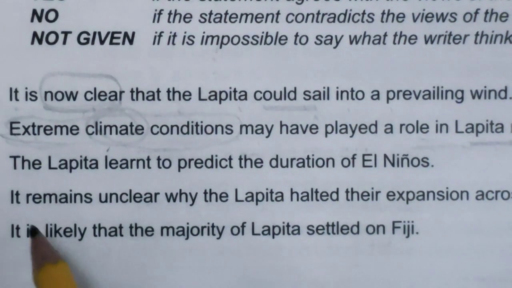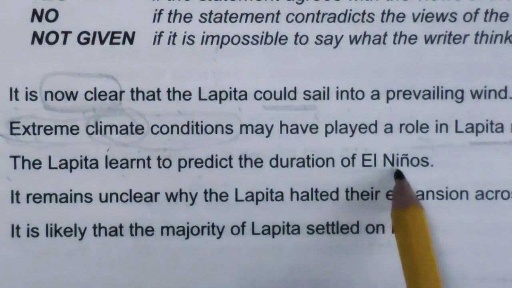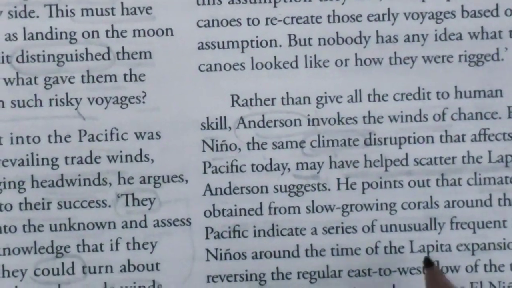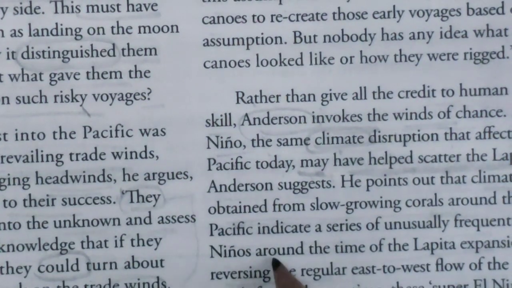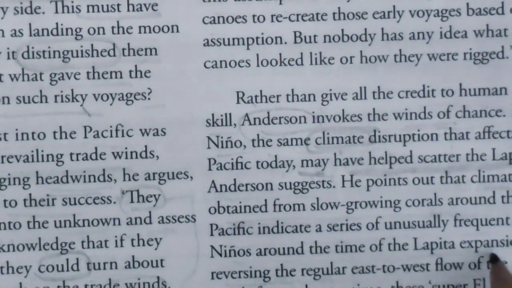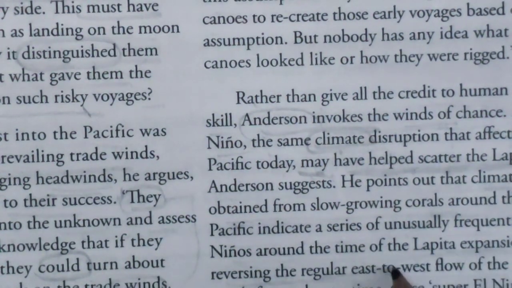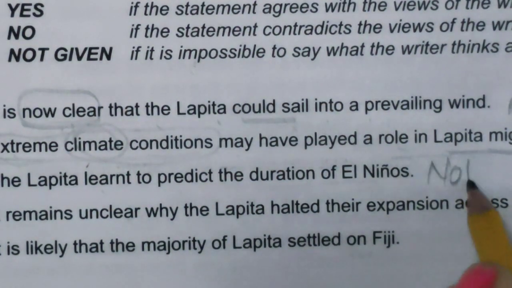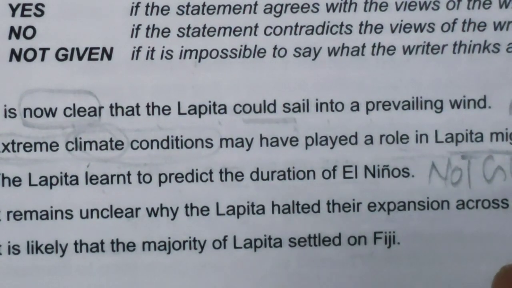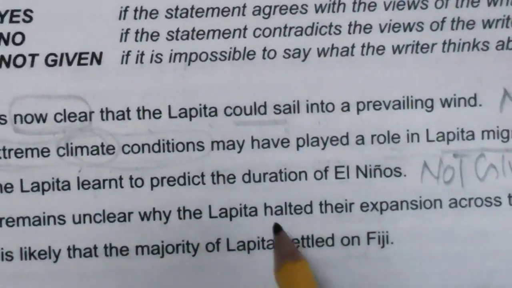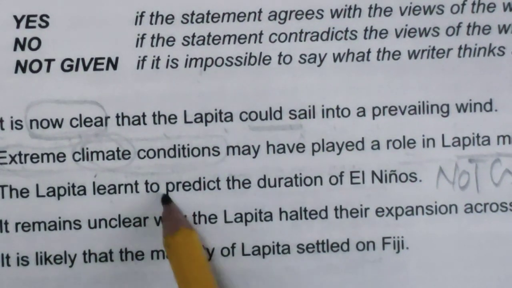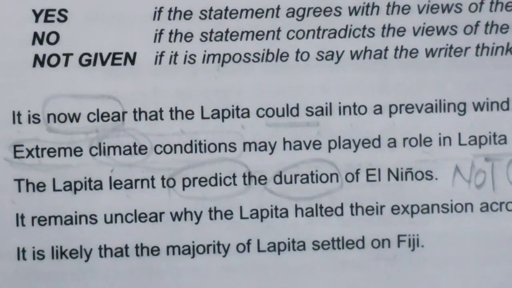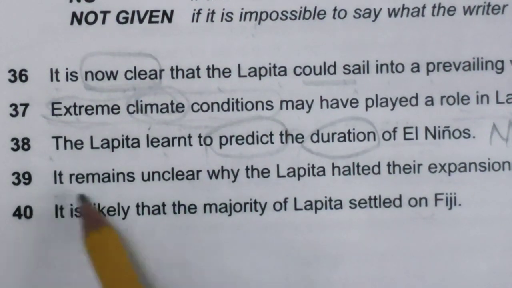So 38, the Lapita learned to predict the duration of El Nino. So El Ninos, we have read the whole paragraph, they are not talking about the duration. They are talking about Ninos around the time of Lapita expansion, not about duration. So I will just put it here, not given. It is compulsory that if you do not find this kind of thing, like learn to predict, prediction is not there basically, and duration is also not there. So 39th, it remains unclear.